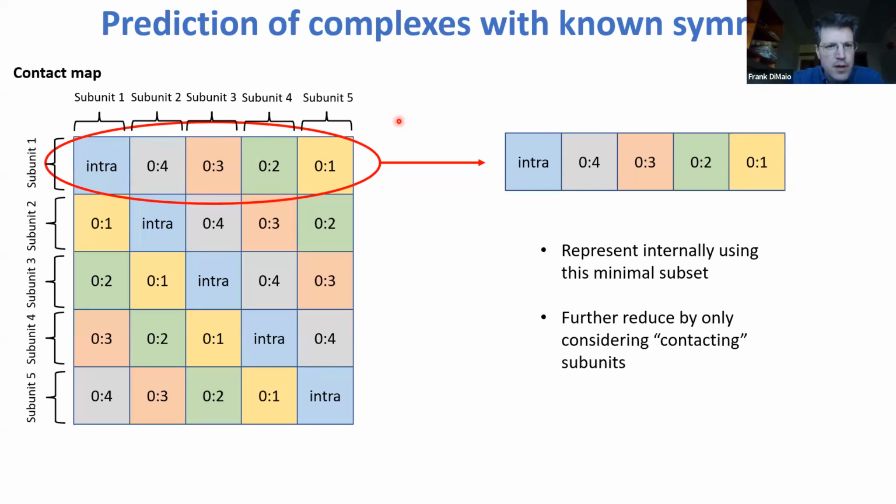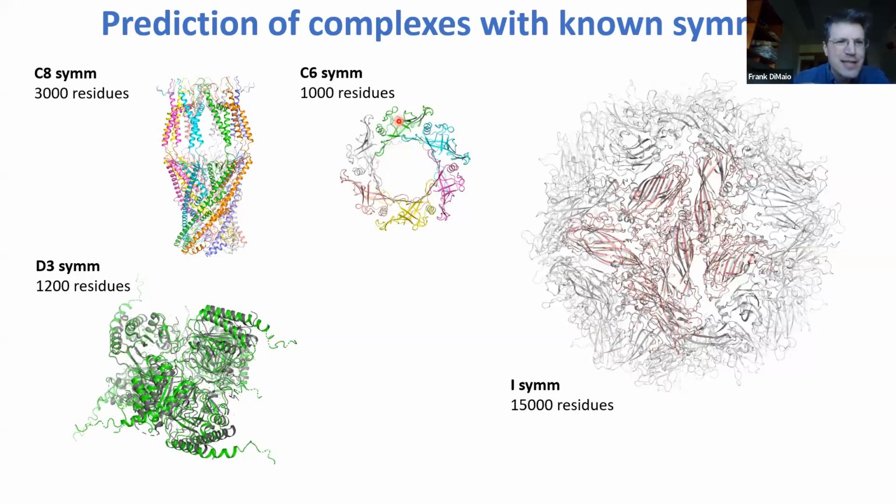This is still work in progress, but we're able to predict large symmetric structures, showing a variety of different symmetries and sizes, and even large icosahedral capsids, with a reasonable degree of accuracy in some cases. Further testing on this is going on, but this is really promising. And again, these cases, these 15,000 residues, are just too large to predict asymmetrically.